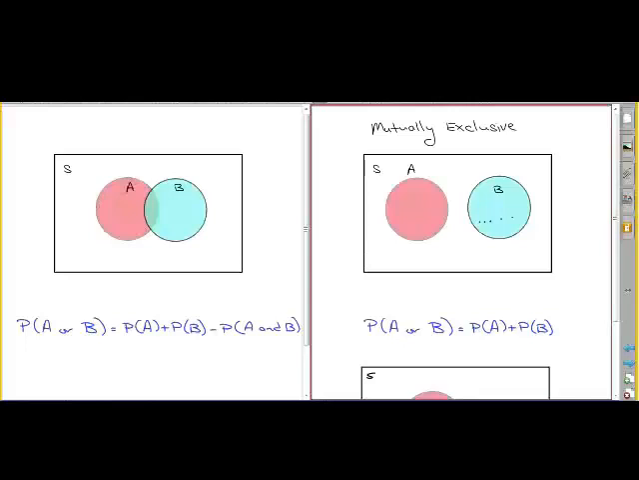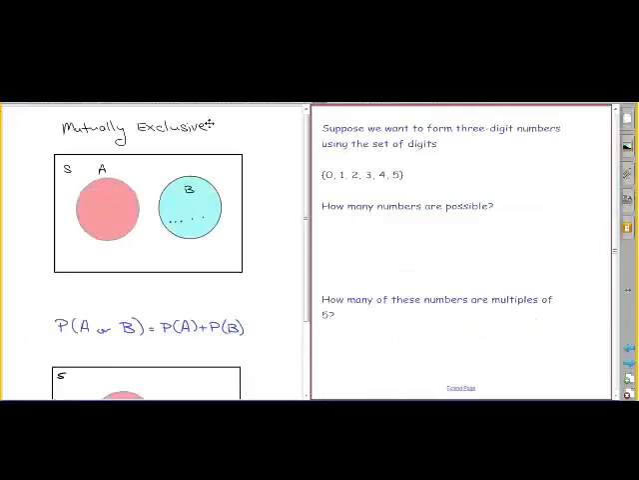Okay, so let's look at 2 more examples. So suppose we want to form 3-digit numbers using the set of digits 0, 1, 2, 3, 4, and 5. And we're going to answer 3 questions relating to it says how many numbers, and then we're going to answer a probability question. So we're going to do the counting first, and then once we do the counting, then we can answer the probability question. So how many 3-digit numbers are there possible?